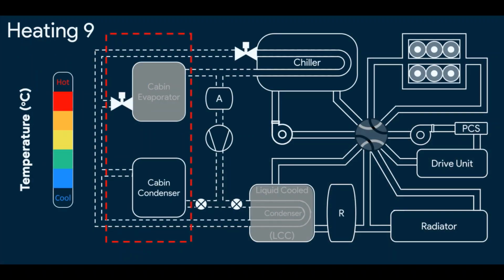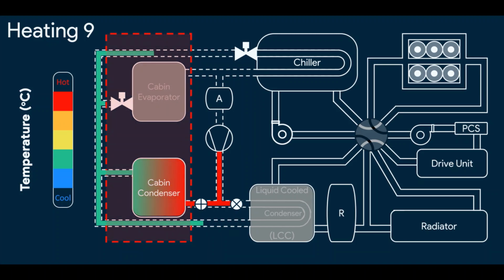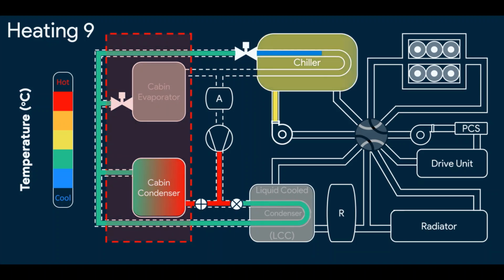Here's how it works. The compressor compresses the refrigerant, then this hot refrigerant goes to the cabin condenser for cabin heating, then it goes to the chiller where after expansion it chills down, then it absorbs the heat from the coolant and goes for the next cycle.